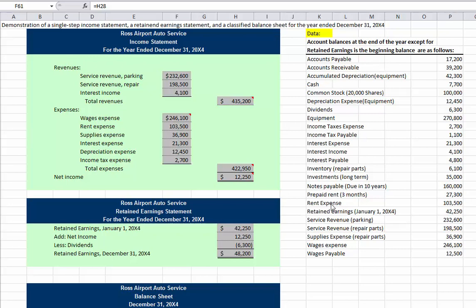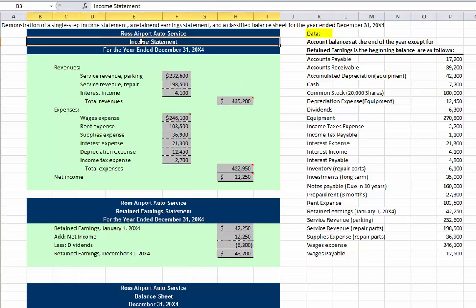financial statements. Please note that the retained earnings in the data field is for the beginning of the year. This company provides parking and minor repair service at the local airport while customers are away on trips. There is an order of preparation since we first need to determine how profitable the company was. We will develop the income statement first.